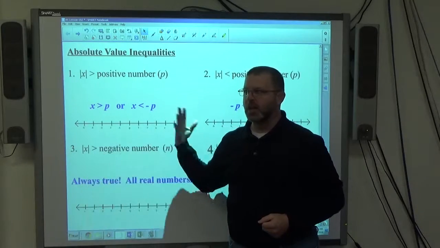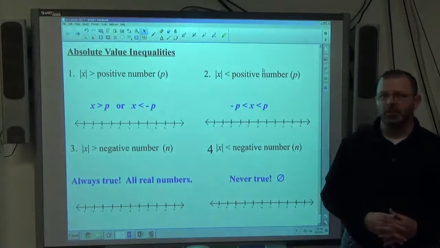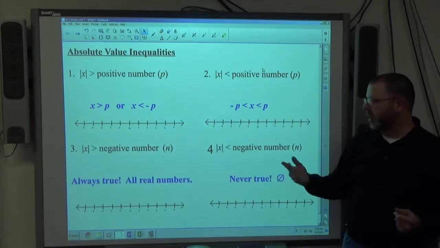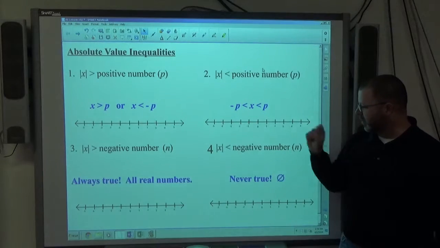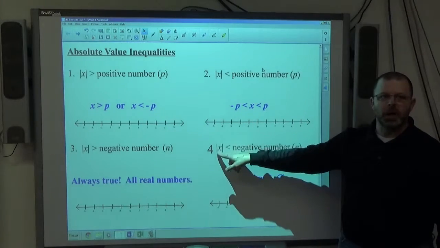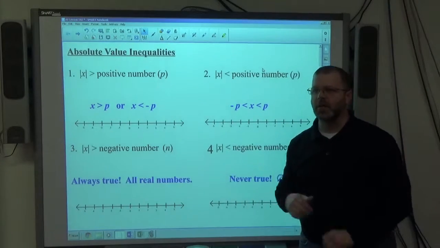Yeah. Positive greater than negative can never be false. No matter what x equals, the result's going to be positive and bigger than negative. And same theory here, if it's less than a negative number, it's never true because, again, this is always positive, and positive will not be less than negative. So there's no value for x you can pick to make that one true.